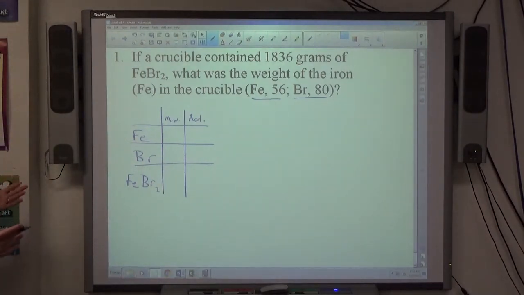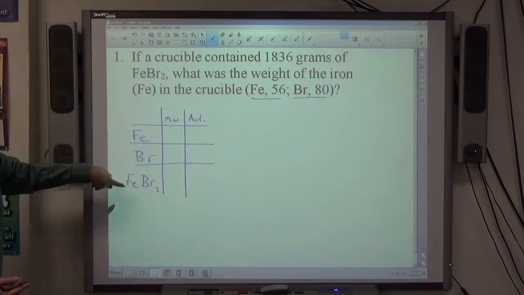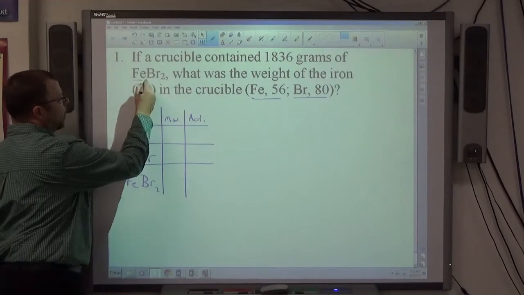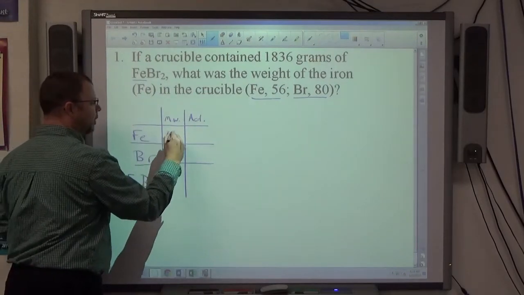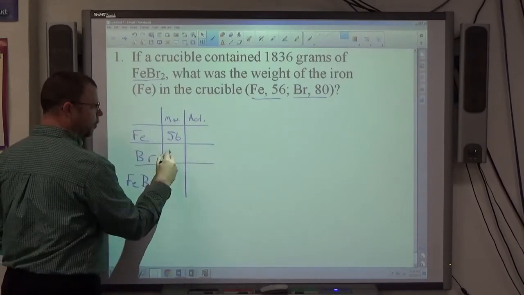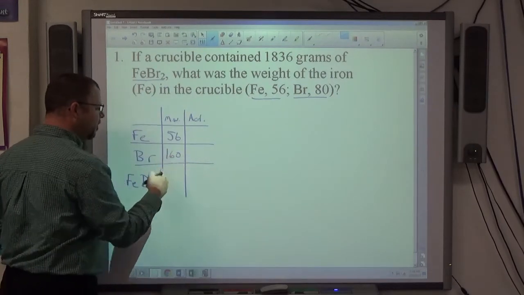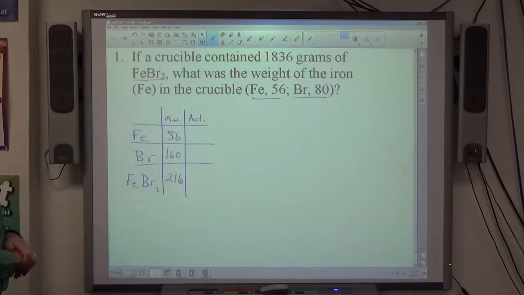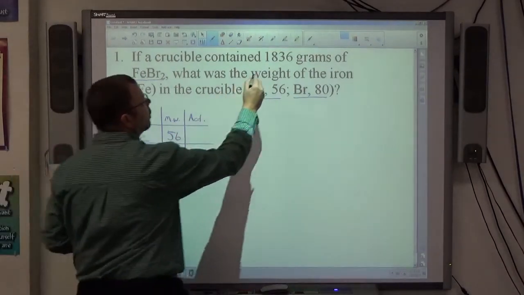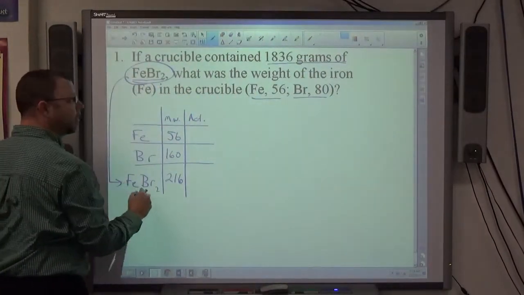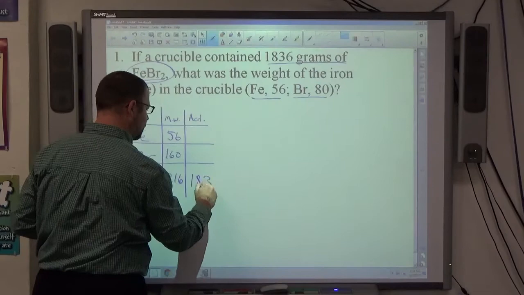And if we read up on what we got, first off, we deal with the fact that we got iron bromide and we know how much the atoms are for each one. There's 1 iron, so 1 times 56 is 56. There's 2 bromine, every bromine is 80, so 2 times 80 is 160. That gets me a total of 216 moles per molecule. And then it says 1,836 grams of FeBr2, so they're telling us the amount of this, so 1836 goes here.